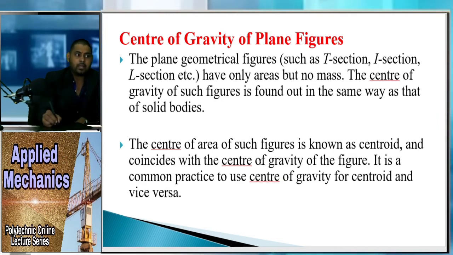So this a1, a2 is nothing but the area, and x1, x2, x3, etc. are the respective coordinates of the areas a1, a2 and a3 on the x axis, with respect to the same axis of reference. Similarly, for the y axis, y1, y2, y3 are the respective coordinates of a1, a2, a3 on the y axis with respect to the same axis of reference.